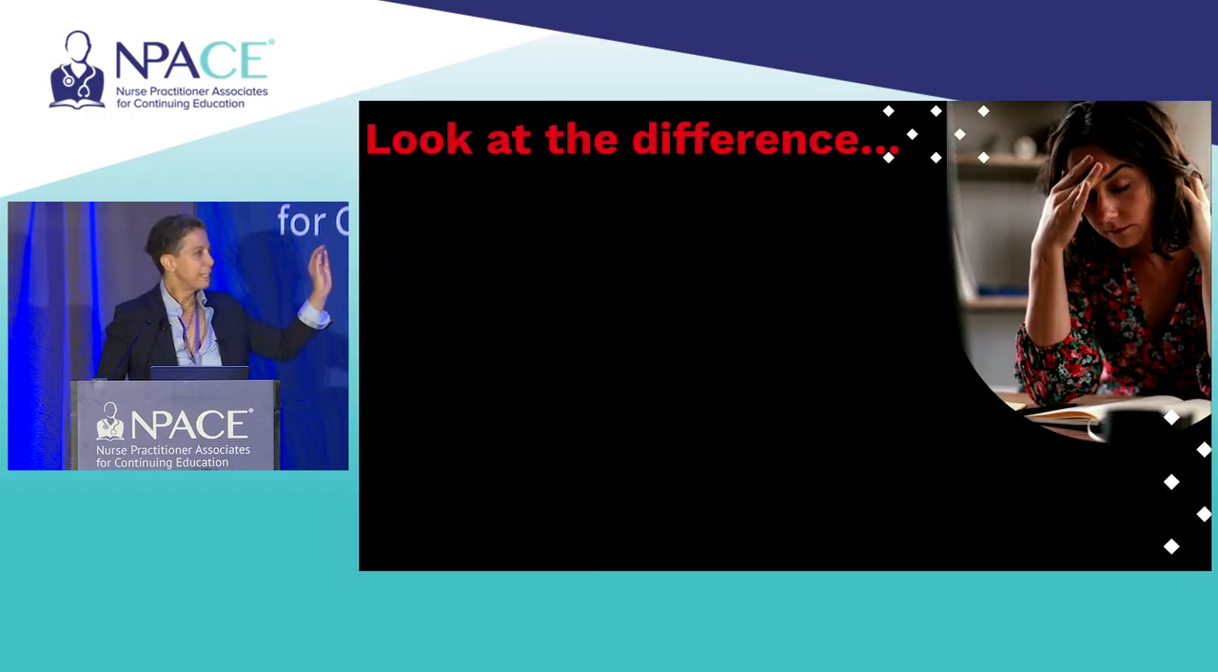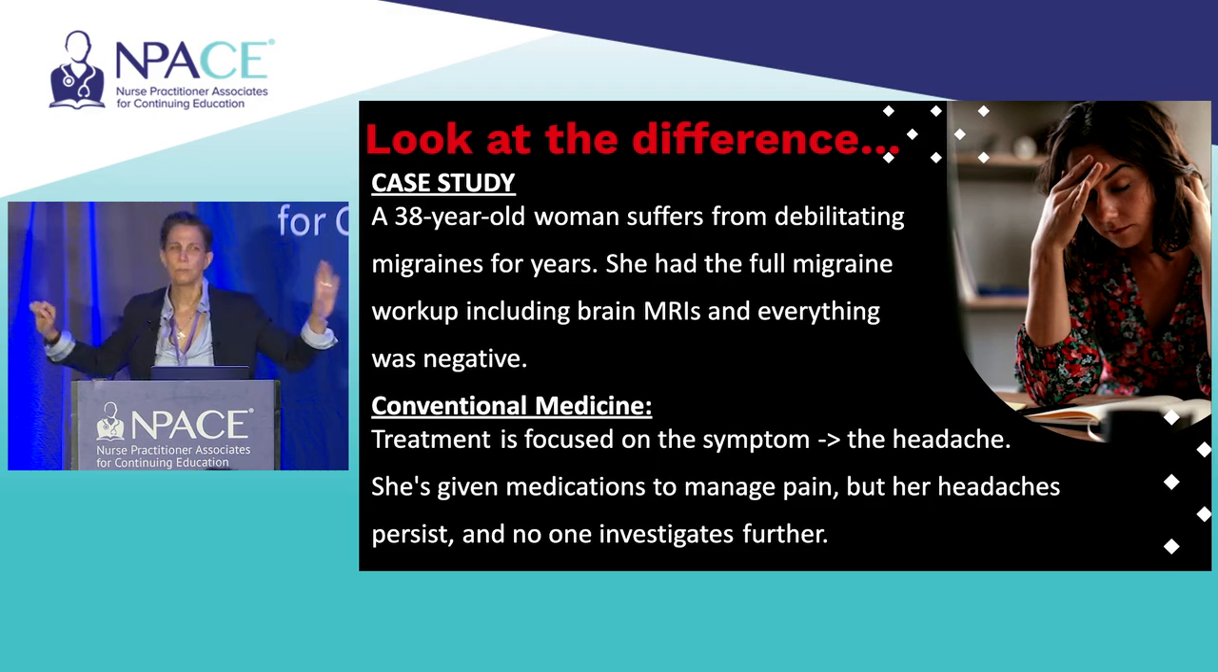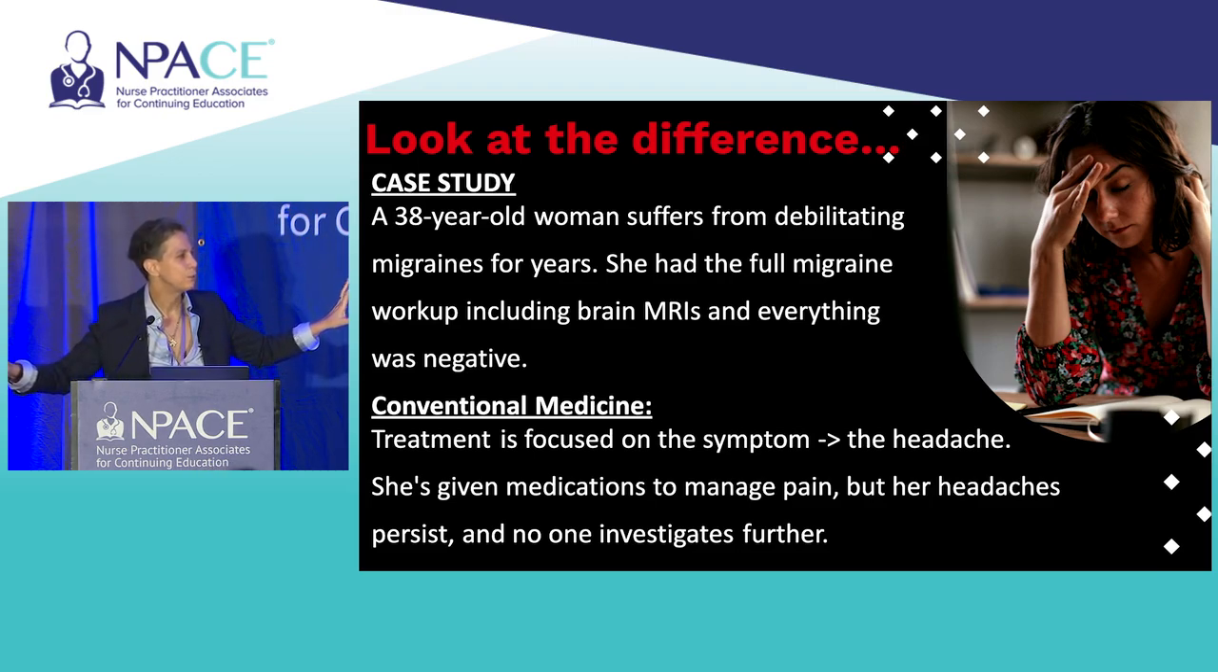So let's look quickly at a difference of what do we mean. So let's do a case study. 38-year-old woman suffers from debilitating migraines for years. She had the full migraine workup, right? She had the MRI, she had the blood work. We made sure she doesn't have a brain tumor. We're like, okay, there's nothing more we could do. So we're focused on the symptom. We're going to give the headache, right? She has a headache. So we're going to give her something to manage her pain.